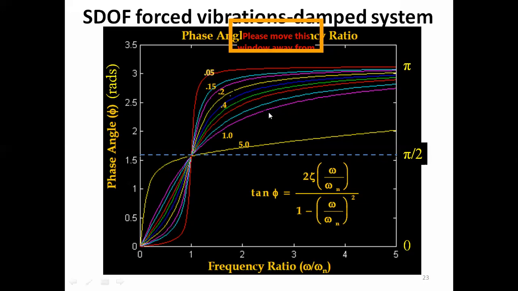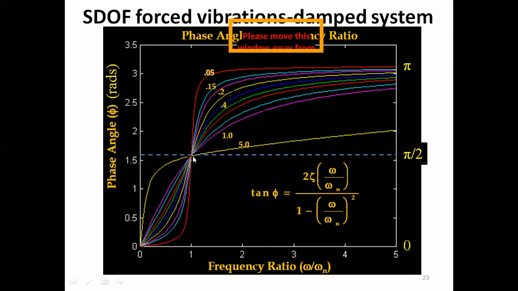At lower frequency ratios, the initial phase or the phase angle would be less than 90 degrees. Here you could clearly see that this is the line for 90 degrees. So at frequency ratios less than 1, the phase angle is less than 90 degrees.